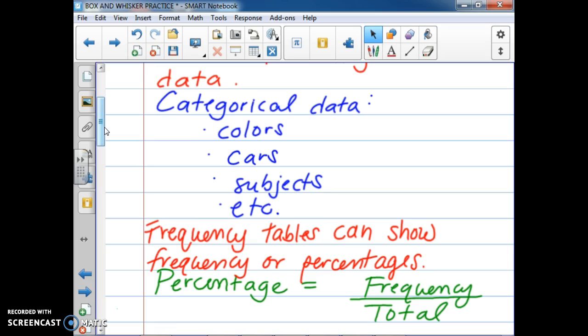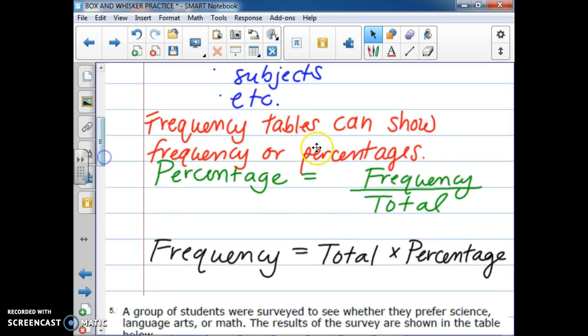So say you were surveying your classmates and you were surveying their eye color. Your categories would be the different eye colors that you have in your classroom. For instance, brown, hazel, blue, green, things like that. Frequency tables can show frequency or percentages. To get a percentage, you have to take the frequency and divide it by the total amount that you have surveyed. And to get the frequency, say if your table is showing you a percentage and you need to get the frequency, you take the total and multiply it by the percentage that's in your table.